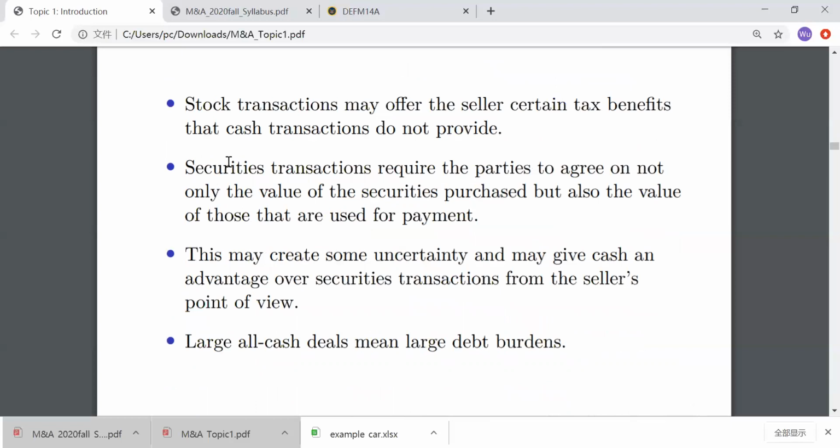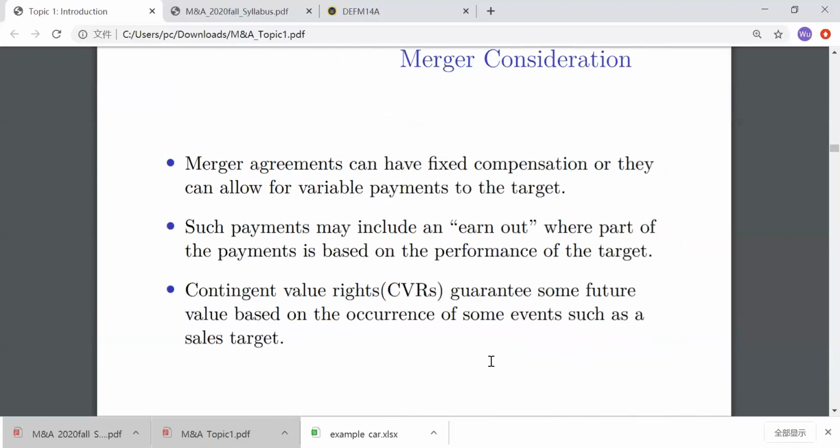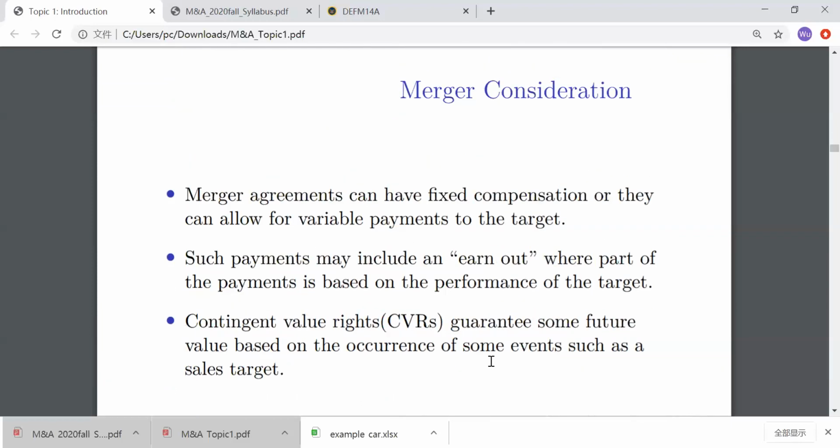But of course, the downside is that all-cash deals are associated with large debt burdens, right? If you do not have sufficient cash, you have to borrow from banks in order to finance the deal, and then this will create debt burdens. And merger agreements can have fixed compensation or they can allow for variable payments to the target. Some payments may include earnouts, where part of the payments is based on the performance of the target. So this is the flexible part, the variable payment part of the merger consideration.